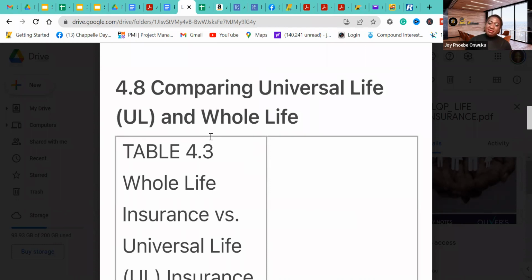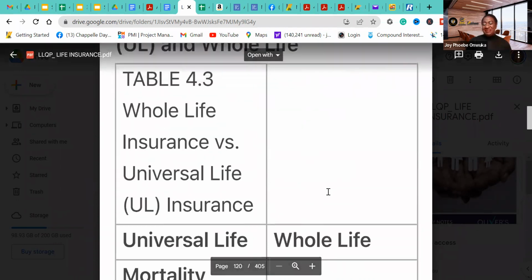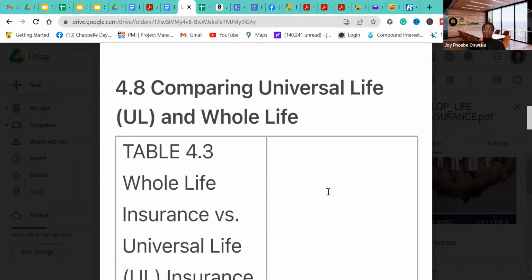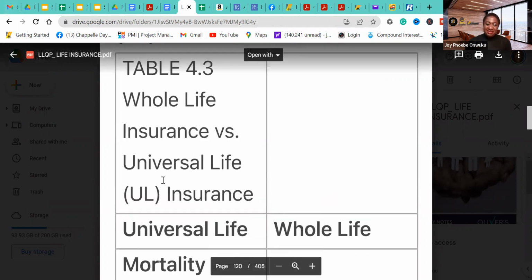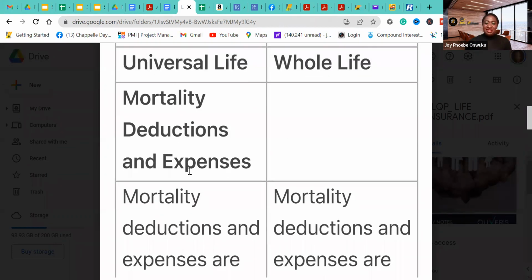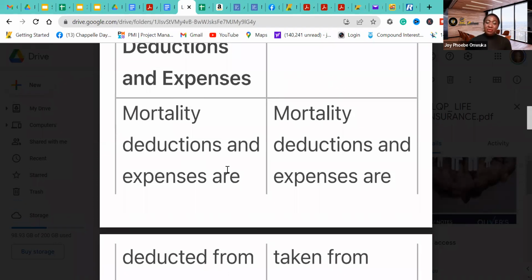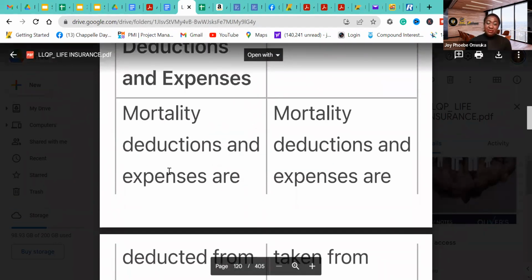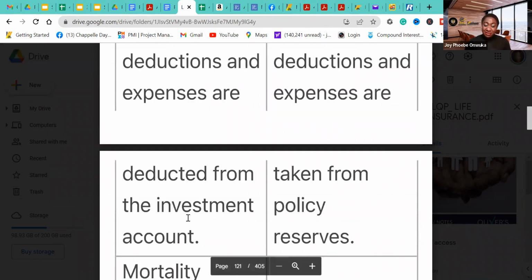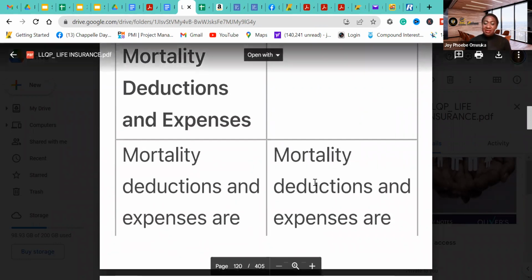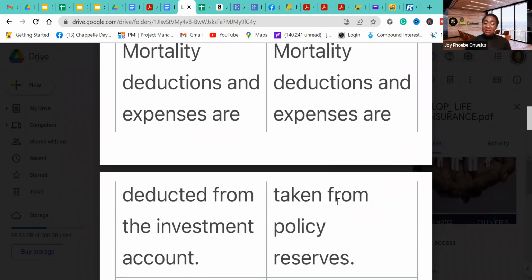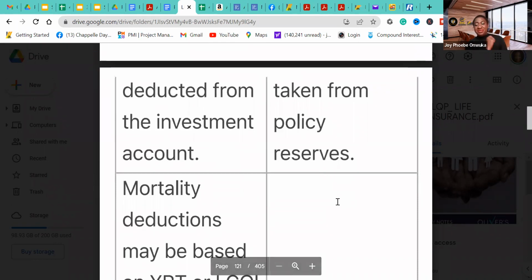Now, comparing universal life and whole life. Yes, I'm sure you would like to see what is the difference between universal life and whole life. I'm curious to see that too. Now, mortality deductions and expenses. For universal life, mortality deductions and expenses are deducted from the investment account. For whole life, mortality deductions and expenses are taken from the policy reserves.